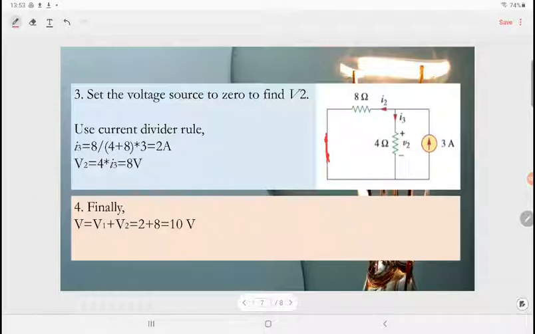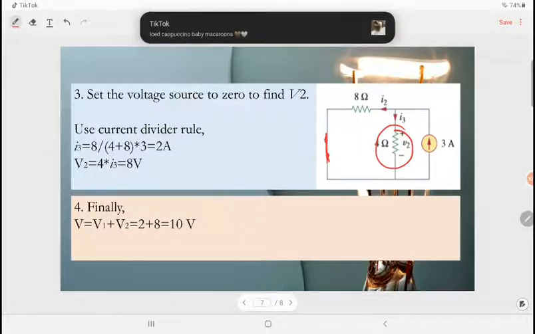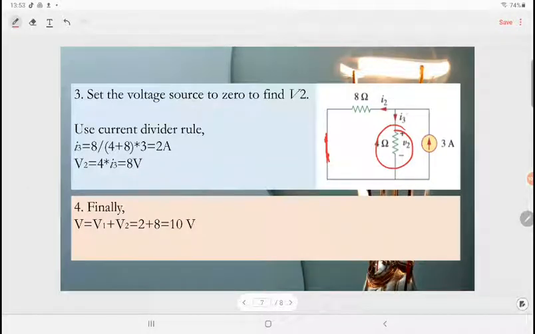Now we are looking for the value of V2, right? In order to find the value of V2, you need to know the value of I3. I3 can be found using the current divider rule, which is I3 equal to 8 divided by 8 plus 4 times 3, equal to 2 ampere.